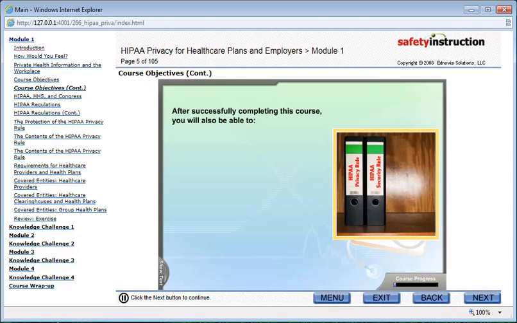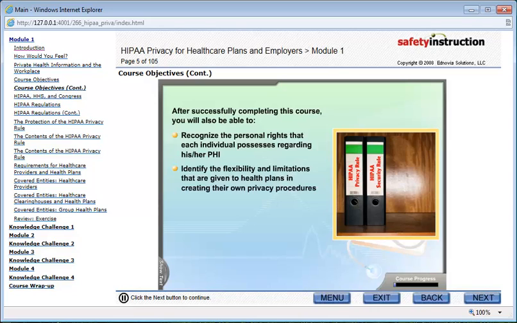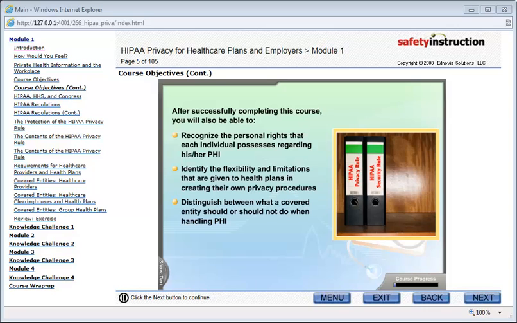After successfully completing this course, you will also be able to recognize the personal rights that each individual possesses regarding his or her PHI. Identify the flexibility and limitations that are given to health plans in creating their own privacy procedures. Distinguish between what a covered entity should or should not do when handling PHI, and determine in what ways an employer should be concerned with the HIPAA Privacy Rule.